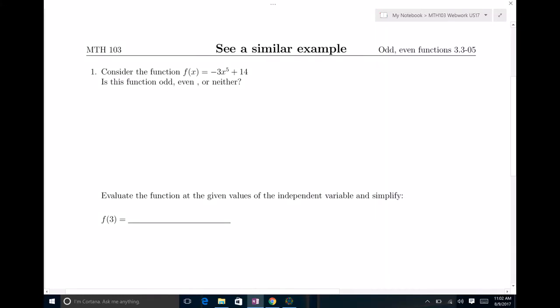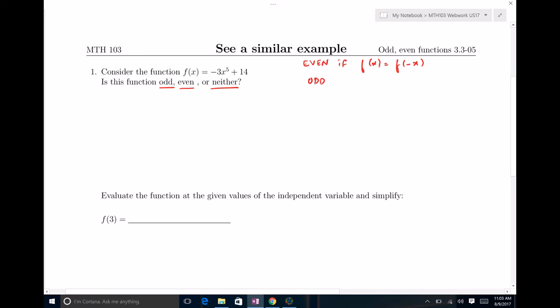Now you want to know whether a given function is odd, even, or neither. So first of all, I'm going to write down what each of these terms mean. We say that a function is even if f of x is equal to f of negative x. So basically, if you replace x with negative x, the function remains exactly the same.